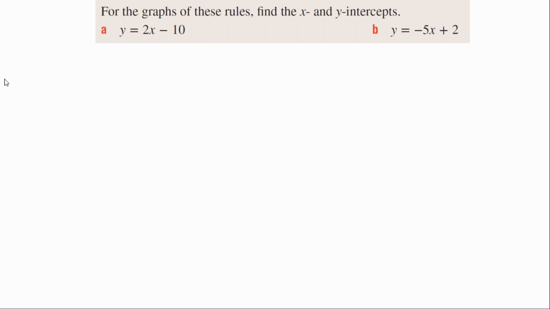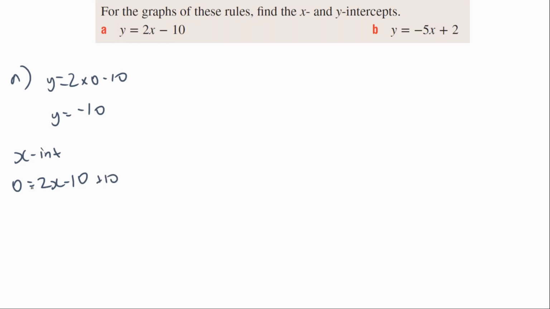Alright, so let's find the y-intercept first on the left. So remember, that's just when x equals 0, so y equals 2 times 0 minus 10. So the y-intercept is going to be negative 10. And the x-intercept, let's have a go at that one. That's when y equals 0, so 0 equals 2x minus 10.